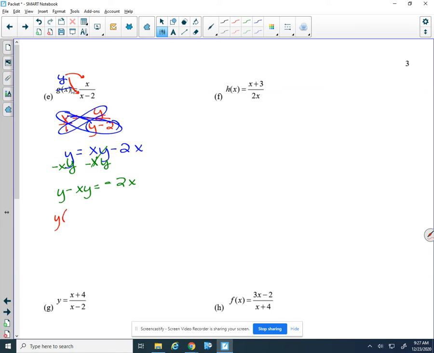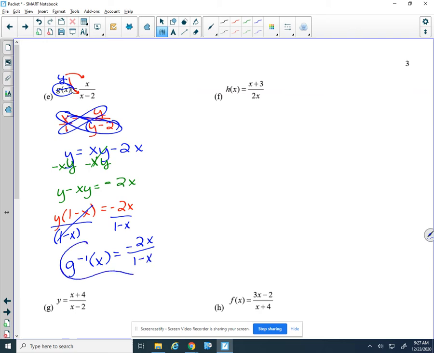So if I take a y out of a y, I just have a 1 left. And if I take a y out of an xy, I have a negative x left there. Once I get the y factored out, I can divide by that binomial. So I divide by 1 minus x on both sides. It cancels it. So now we have y by itself. Originally I had g of x, so this function is going to be called g inverse of x, and that equals negative 2x over 1 minus x.